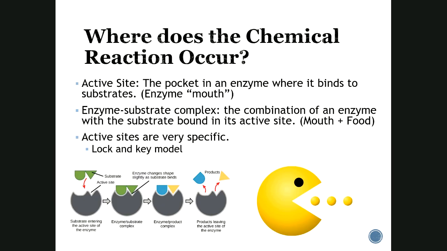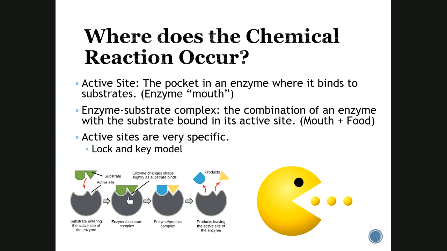So here's where the magic happens. Sometimes I use Pac-Man to talk about enzymes. If you want to know where the magic is going to happen, it's called the active site. The active site is like Pac-Man's mouth, where the substrate is going to bind to the enzyme. So our active site is this little shaped thing here.